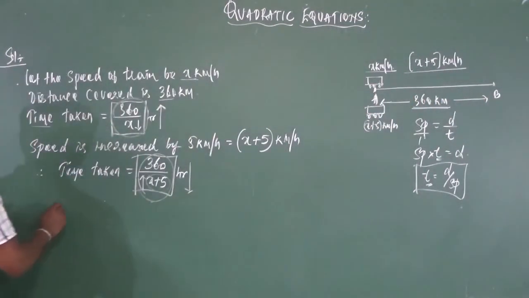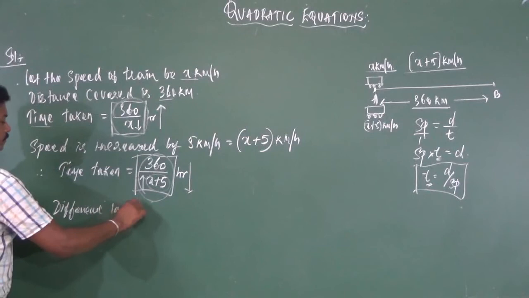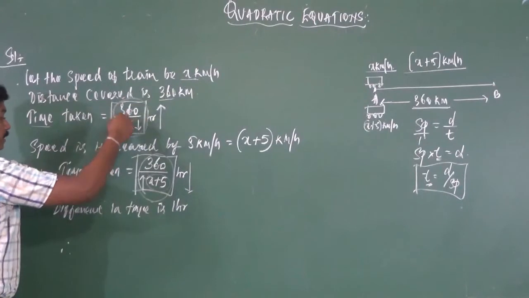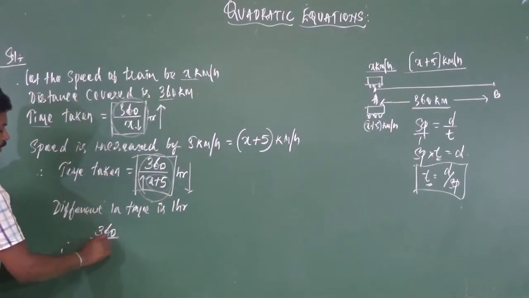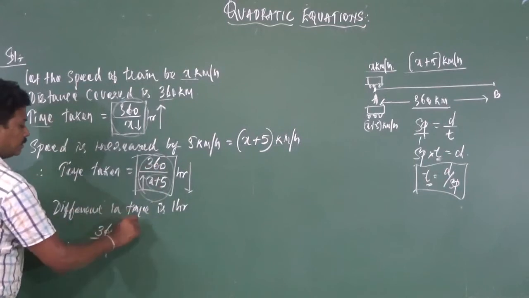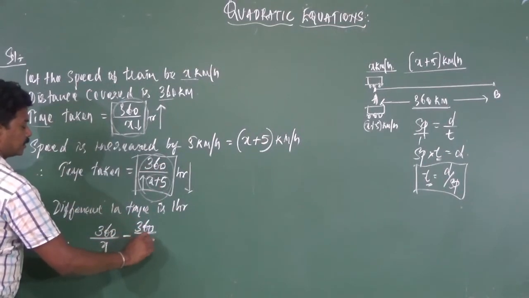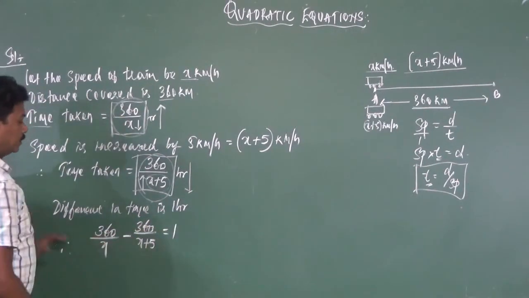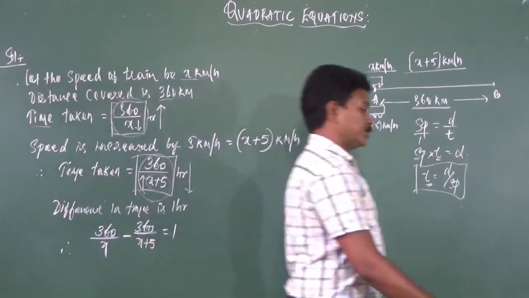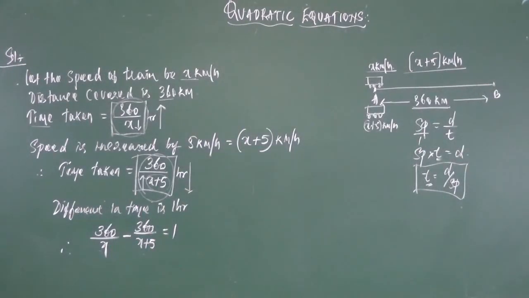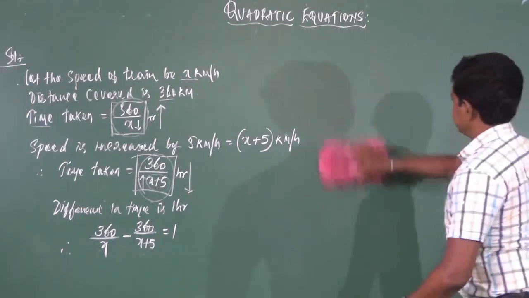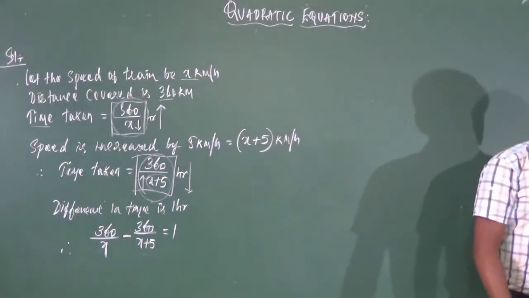So the difference in time is 1 hour. Which is the bigger time? This is the bigger time, 360 by x, minus the lesser time, 360 by x plus 5. The difference in timings should be equal to 1 hour, so that is equal to 1. So now we have a mathematical equation. We have to solve this to reach the required quadratic equation. I hope you understood the concept. So let us get into this.